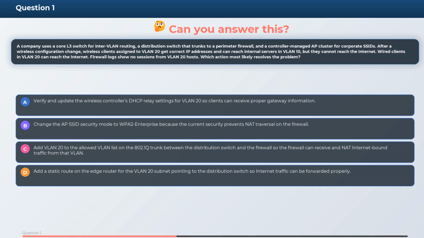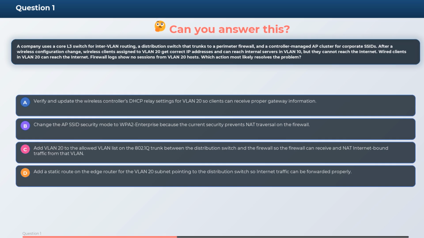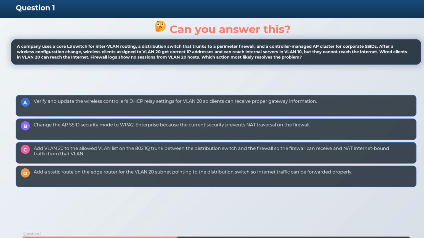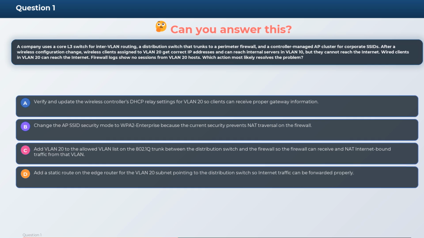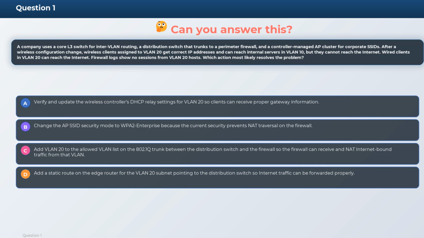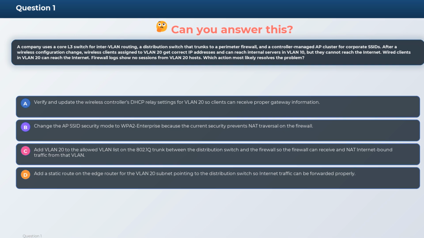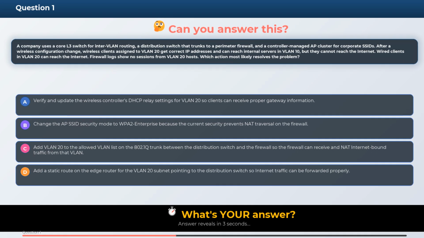A. Verify and update the wireless controller's DHCP relay settings for VLAN 20 so clients can receive proper gateway information. B. Change the AP SSID security mode to WPA2 Enterprise because the current security prevents NAT traversal on the firewall. C. Add VLAN 20 to the allowed VLAN list on the 802.1Q trunk between the distribution switch and the firewall so the firewall can receive and NAT internet-bound traffic from that VLAN. D. Add a static route on the edge router for the VLAN 20 subnet pointing to the distribution switch so internet traffic can be forwarded properly. What's your answer? Take a moment to think.